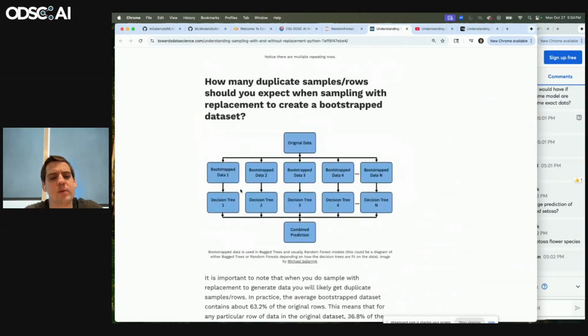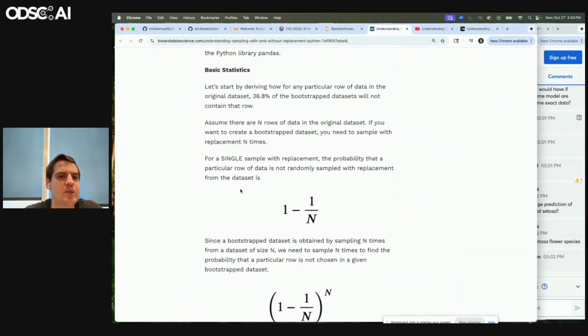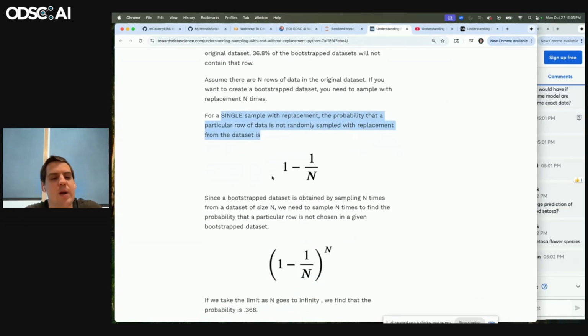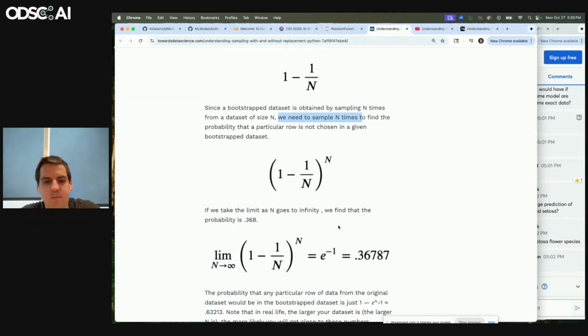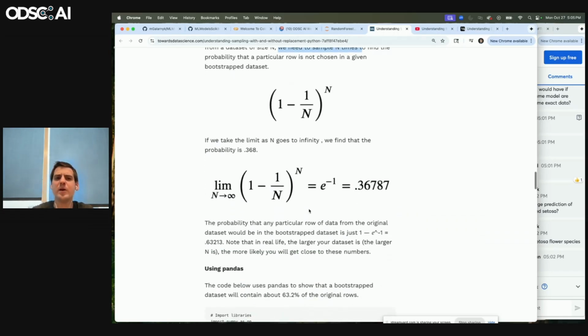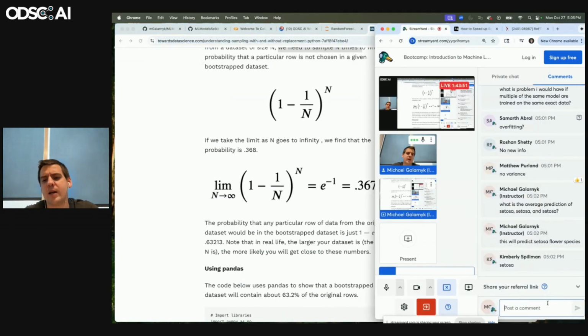What it ends up coming to math-wise, if you go through basic statistics, is that for a single sample with replacement, the probability that a row is not randomly sampled from the data set is 1 minus 1 over n, where n is the number of times you have to sample. And basically you do some archaic limit calculus kind of stuff. You end up finding that probability is 0.368. It's just limits. If you're curious about this, you're welcome to check it out, but it's not super pertinent for what we're doing.